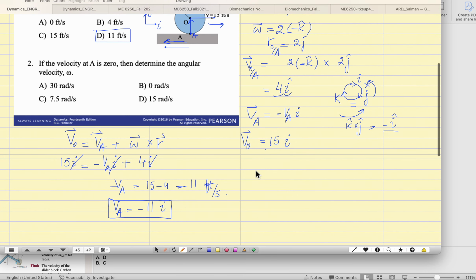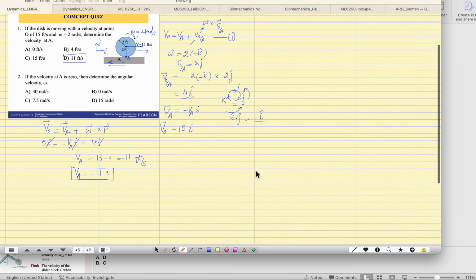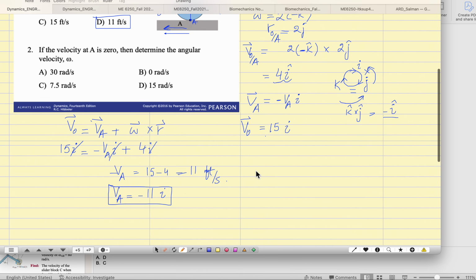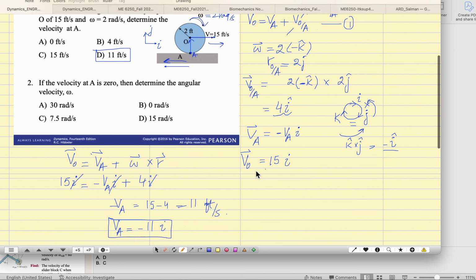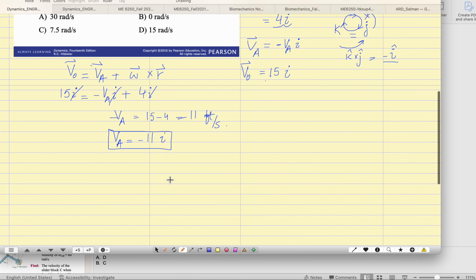So the right answer is D. The next question states: if the velocity of point A is 0, so imagine this block is not moving at all. Let me draw here. This is the block, and this is the wheel on the block, and this is point A. This is VO, this is VA. In this case, question number 2, VA is 0.